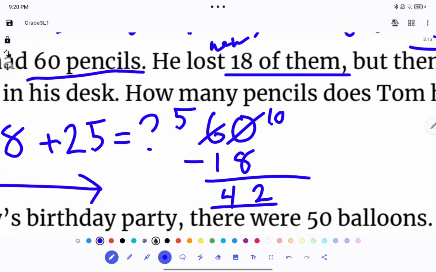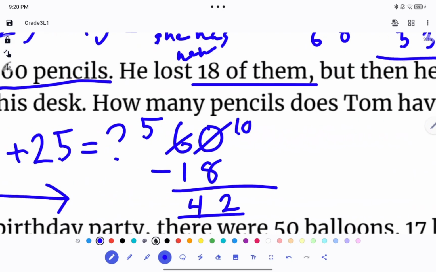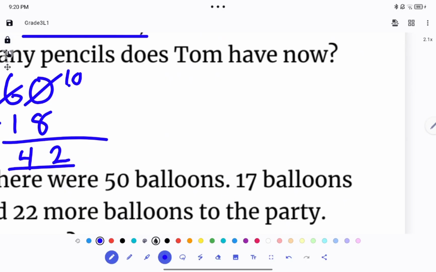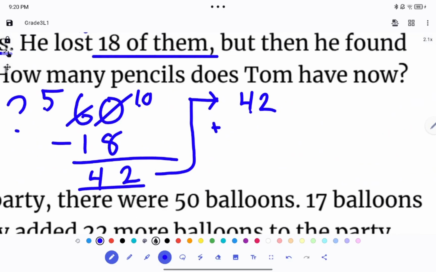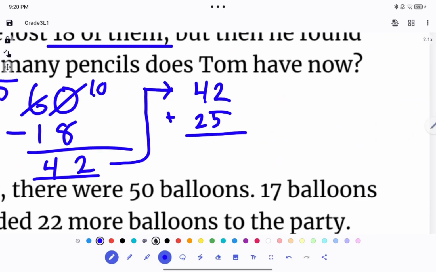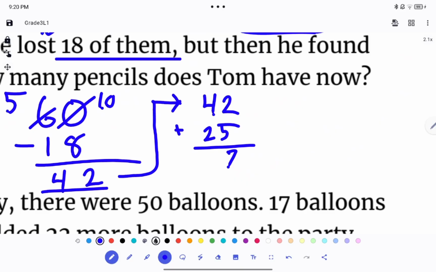But wait, remember to do the whole problem. He then found 25 more. So that means we have to do 42 plus, what was it, 25? Kind of a lot of pencils. So, 2 plus 5 is equal to 7. Then 4 plus 2 is equal to 6. Forgive me. So now we find that at the end of the day, he has 7 extra pencils from his original collection of 60.